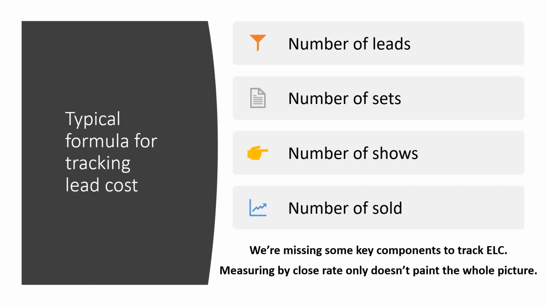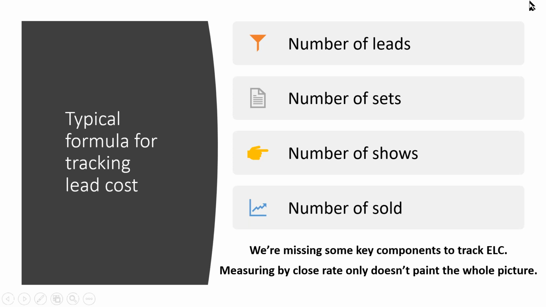So the typical formula that we use in most dealerships is, how many leads did I get? How many appointments did I set? How many of those appointments showed? And how many of those were sold? But we're missing some information to really find out what that lead provider has given us.